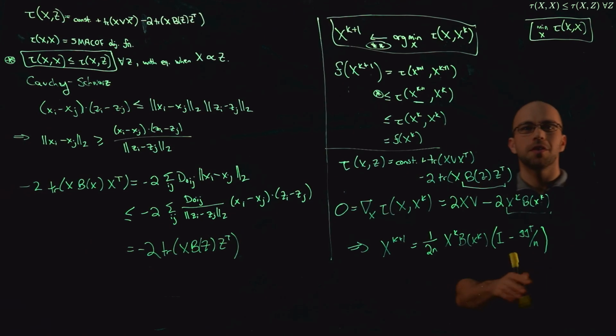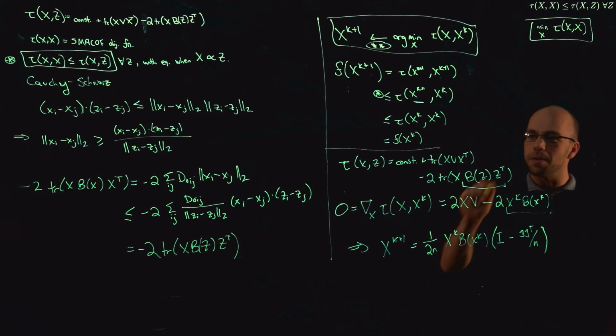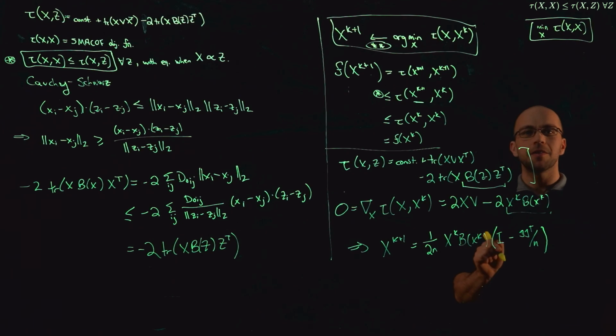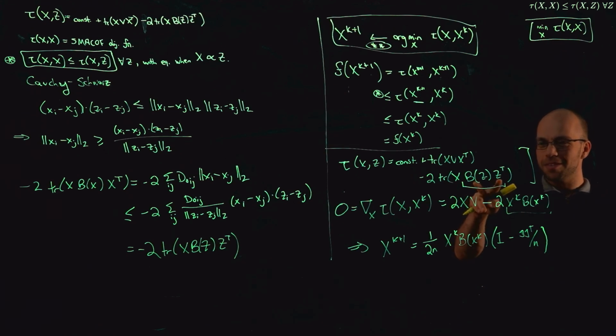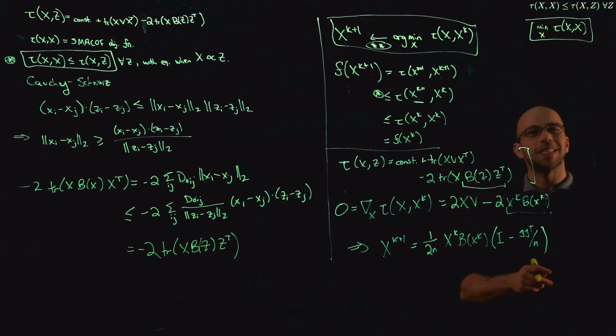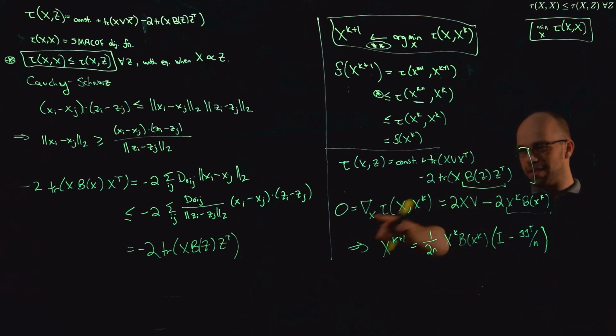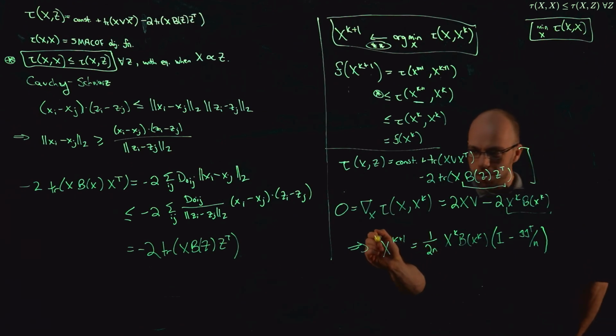Okay, so the way that we derived this was really, really simple. All we did was notice that the form of tau here is just quadratic as long as we keep the b of z transpose term fixed constant. So we have a quadratic term here and now a linear term here. When we take the gradient, we just get basically a least squares solution for xk plus 1.